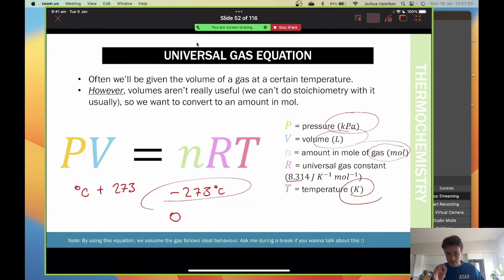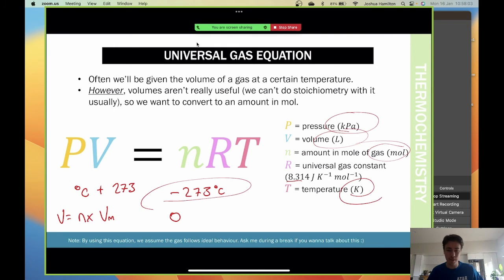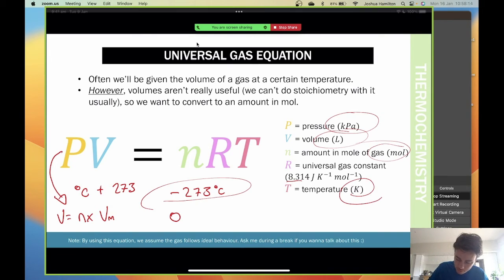One other point with this is we have this equation that looks like this: V equals n times Vm, I think it is, or Vn. It's Vm or Vn, one of the two. I've forgotten what it is, I apologize. This equation here is a derivative of this equation here. Now I'm going to get rid of my little scribbles.